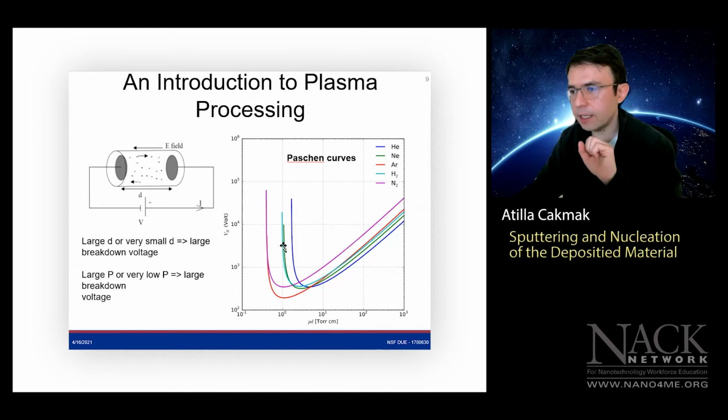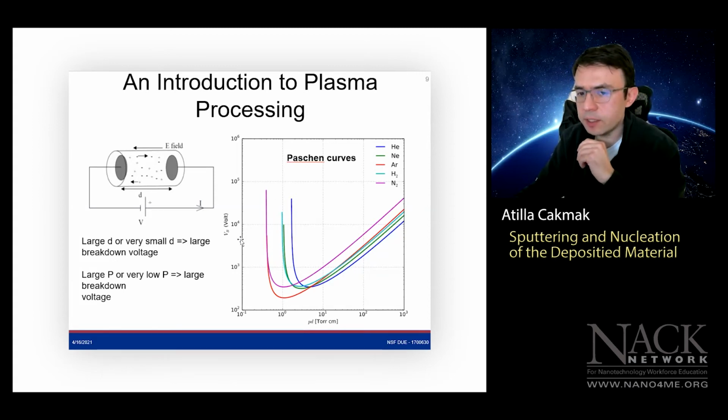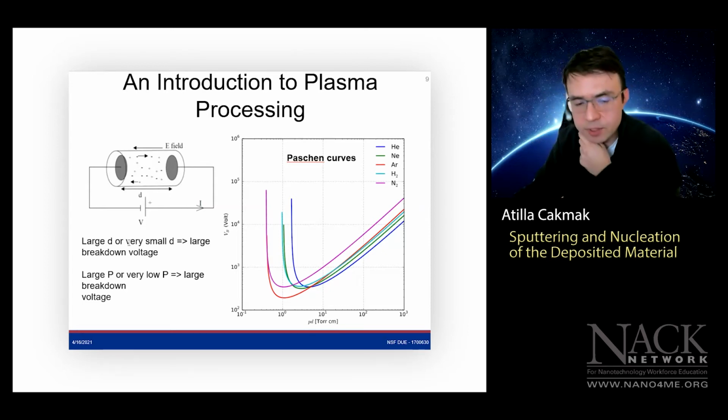So these are kind of like given lookup table graphs you can refer back to. Let's say you're working with one particular gas and you try to see the breakdown voltage corresponding to a certain P times D constant. That's pressure times D, the size of the chamber.